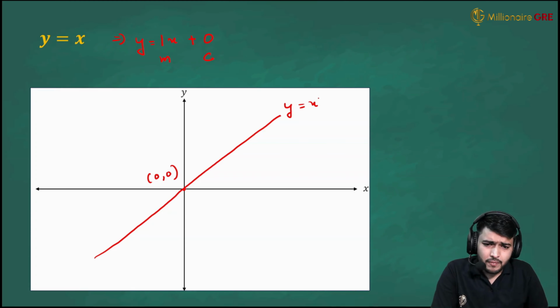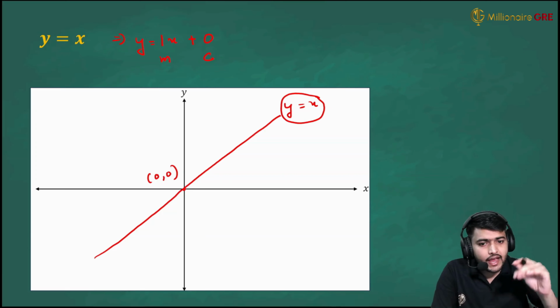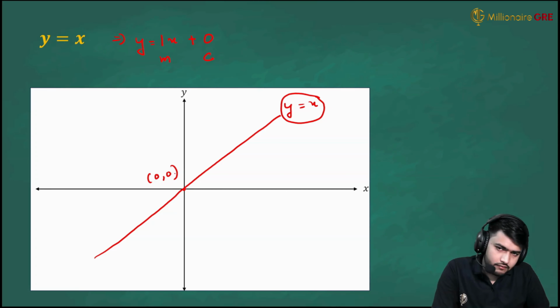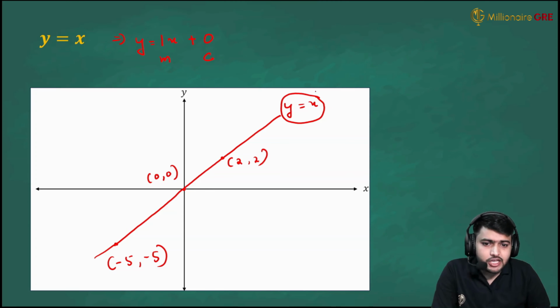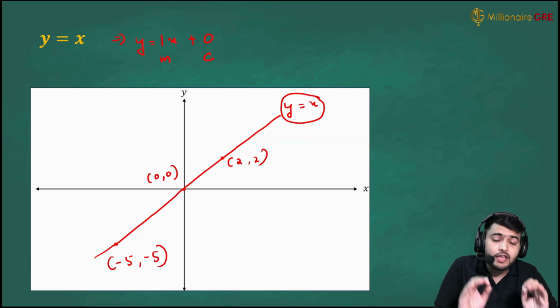And furthermore, y is equal to x represents the line on which x is always equal to y. If x is 0, y is 0. If x is, let's say, 2, y will be 2. If x is minus 5, y is also minus 5. Y is equal to x represents a line on which y and x are always equal.